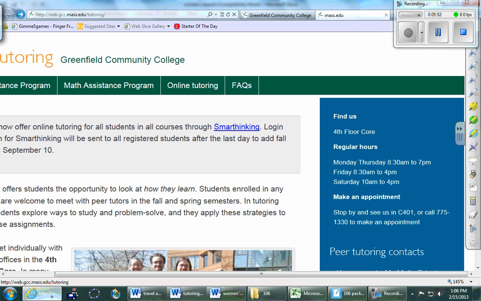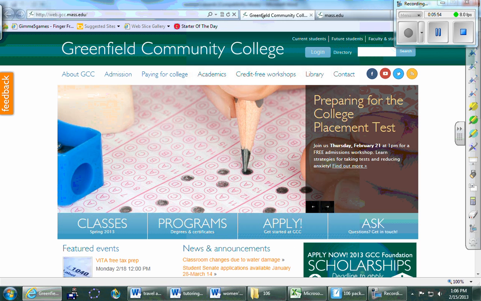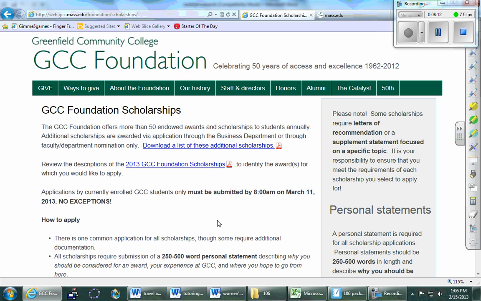Okay, now finally, there is a ton of money available to everybody, regardless of your gender. If you go to the main GCC page, down here on the bottom right in big letters it says scholarships. We'll click on that. And it's going to talk about the GCC Foundation scholarships. This happens every single spring semester. And here's my spiel. There is a ton of money, something on the order of $60,000. I haven't seen the figures for this year, that will be awarded to GCC students in the next month. This is your best opportunity to get some scholarship money.